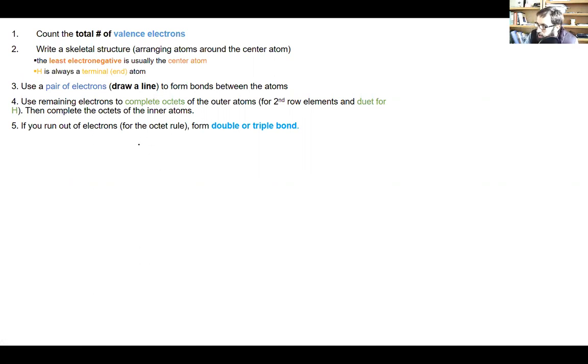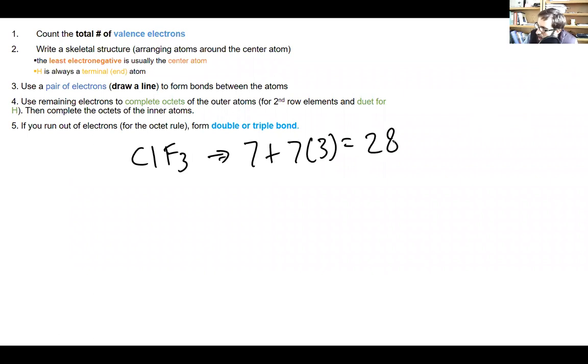All right, I wanted to do ClF3. Chlorine is a halogen, 7 valence electrons. Fluorine is a halogen, 7 valence electrons. There's 3 of them. That's going to be 28 valence electrons. 7 plus 7 plus 3 is the same as 7 times 4, which is 28.